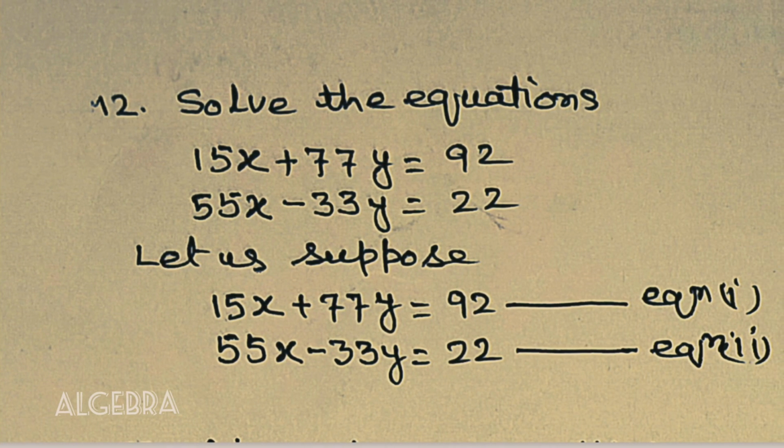15x plus 77y is equal to 92, and 55x minus 33y is equal to 22. Let us suppose 15x plus 77y is equal to 92, equation 1, and 55x minus 33y is equal to 22, equation 2.